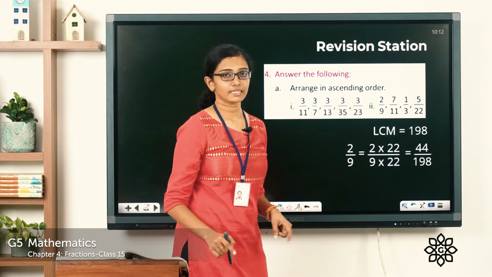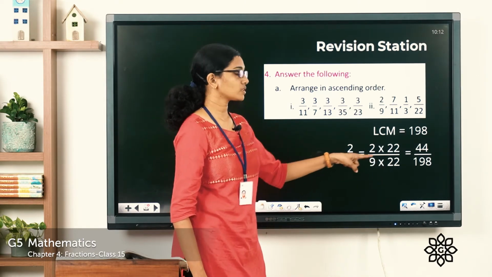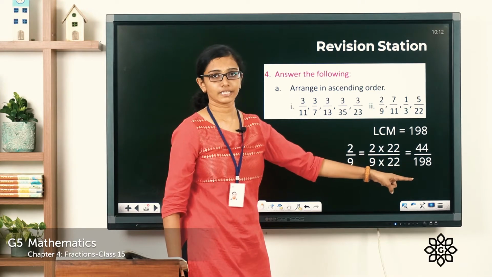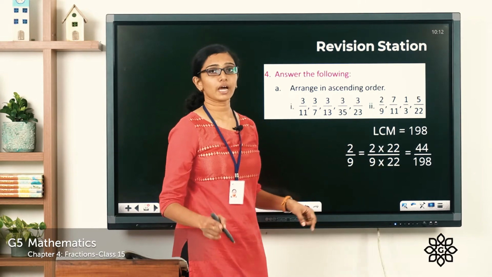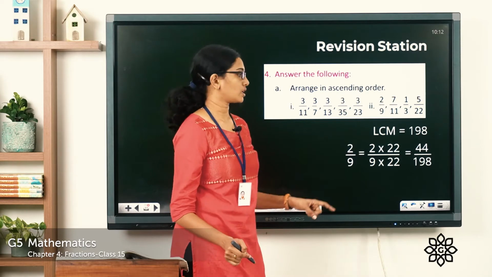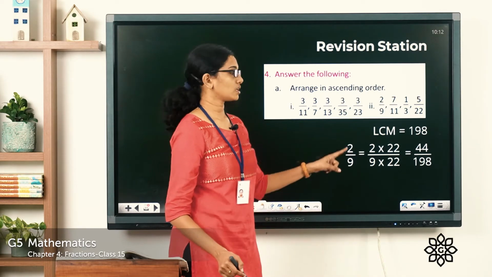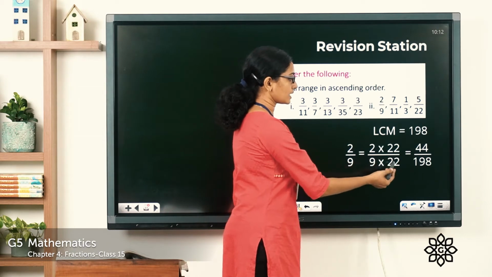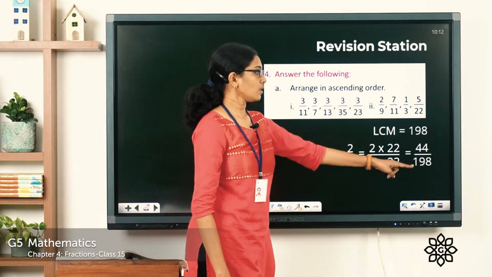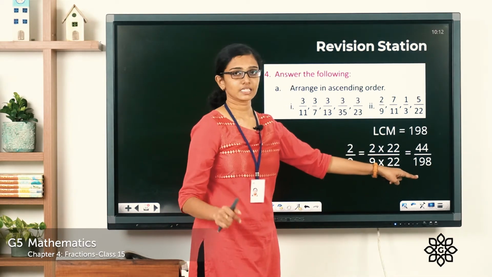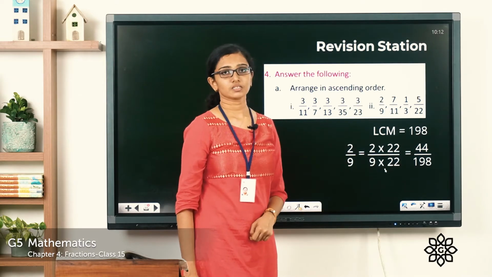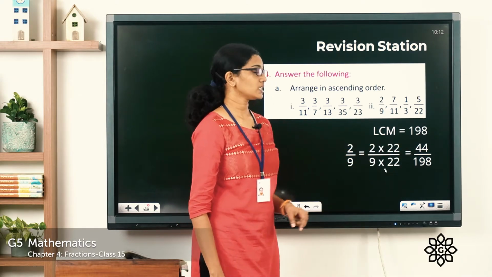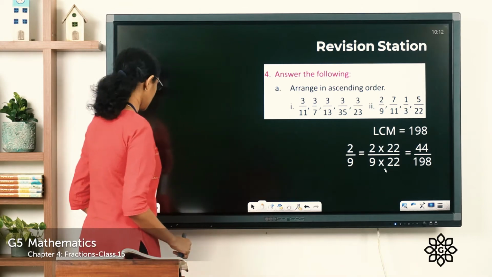So if we multiply this 9 by 22, the denominator will become 198, right? So the same we have to do in the numerator as well. So the fraction becomes 2 by 9 is equal to 2 into 22 by 9 into 22. So now the denominator becomes the LCM obtained and the numerator is changed to 44. So it is 44 by 198.